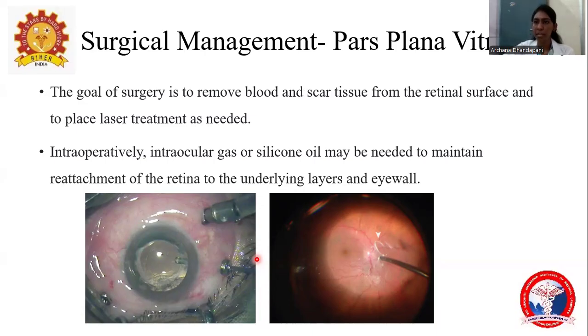So mainly we prefer pars plana vitrectomy in case of vitreous hemorrhage and tractional RD. So in vitreous hemorrhage, we try to remove the blood in the vitreous and examine the underlying retina, and if needed, we will laser all four quadrants of the retina. And in case of tractional RD, we have to remove all the fibrous tissue. We have to reattach the retina. After reattachment, we have to laser any site of break or hole, and we have to inject intraocular gas or silicone oil. In case of silicone oil, it has to be removed after 3 to 6 months.